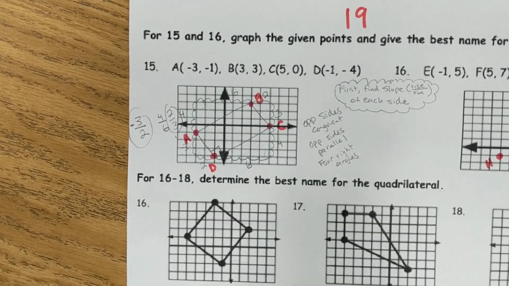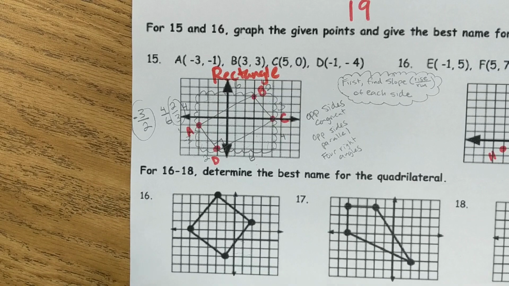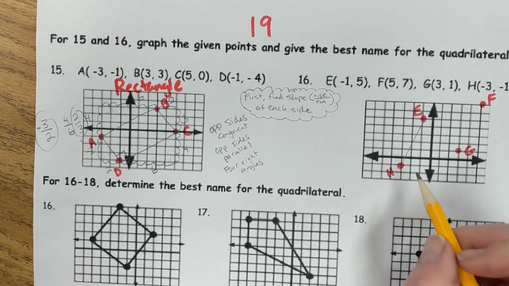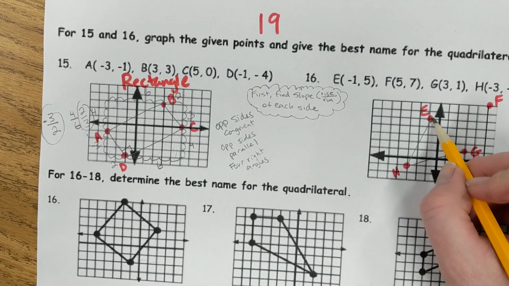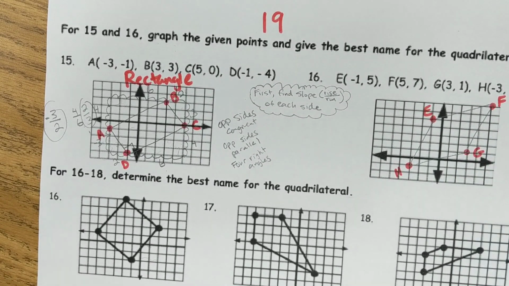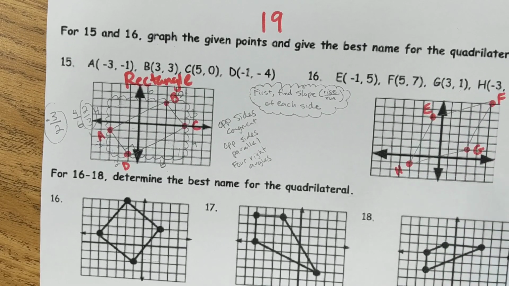So you would do the same thing on the next one. You would find the slope of this and the slope of this. You can almost right away see that it's not going to be a right angle, so it's not going to be a rectangle, but it could be either a rhombus or just a parallelogram. And we can figure that out by seeing if these sides are equal. All 4 sides have to be equal.